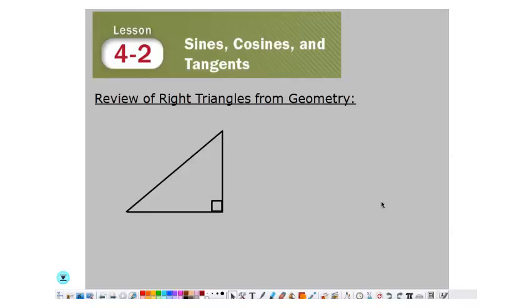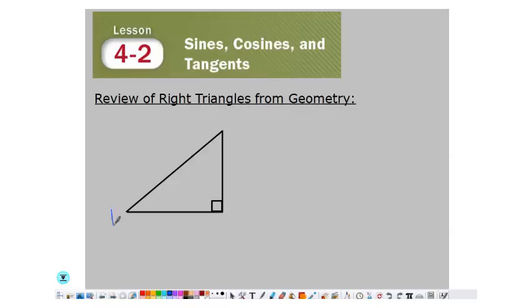Okay guys, so if you don't already know, trigonometry means the study of triangles. So we're going to start getting into more of chapter 4 by reviewing right triangles from that stuff you learned in geometry and probably algebra 2, and then starting to talk about sine, cosine, and tangent. So we have a right triangle here because it has a box in the corner.